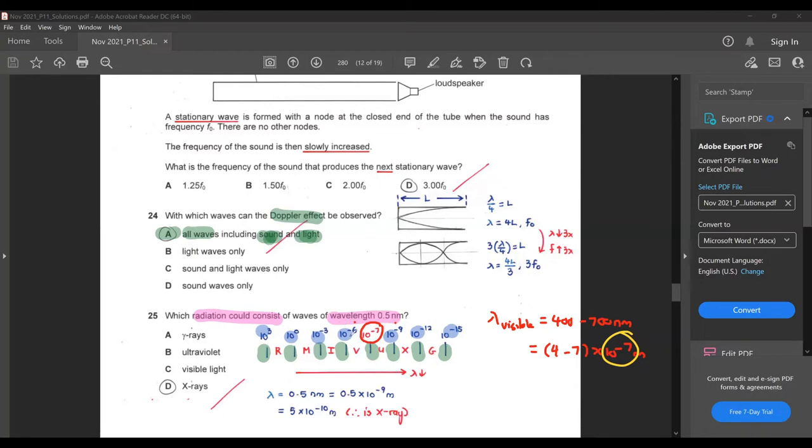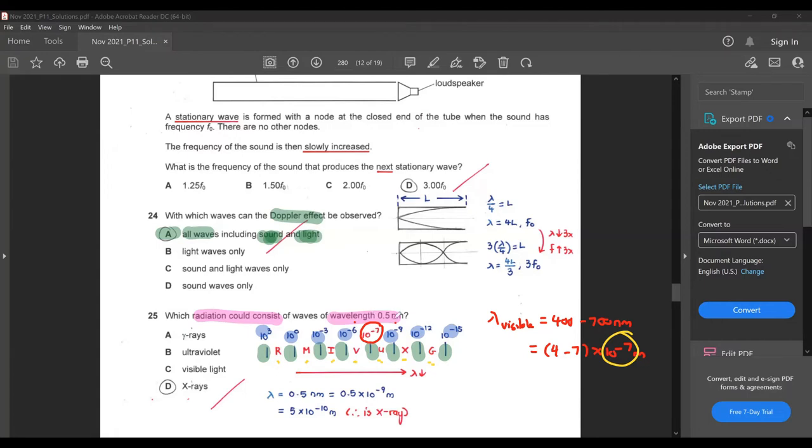Okay? So then after that, you just remember the sentence: radiating Martians invade Venus using X-ray gun. So the first letter of each word represents the wave: radio wave, microwave, infrared, visible light, ultraviolet, X-ray, and gamma rays.